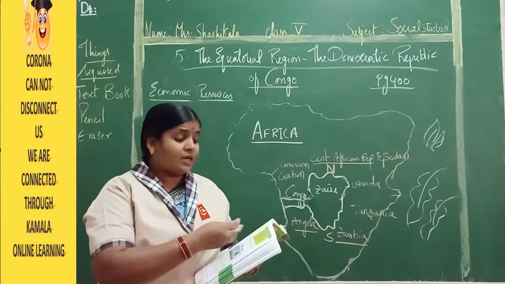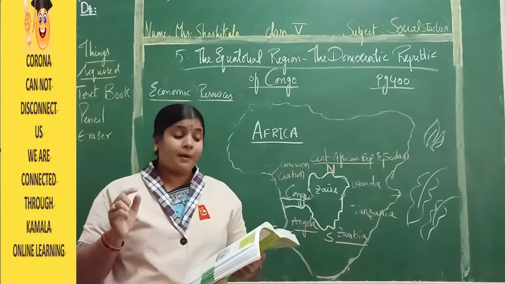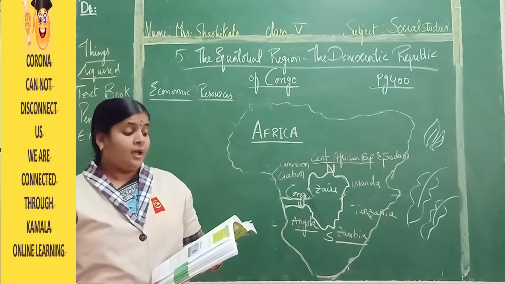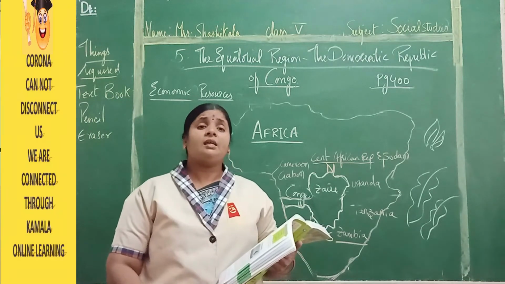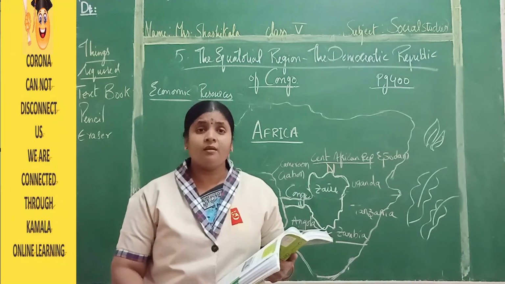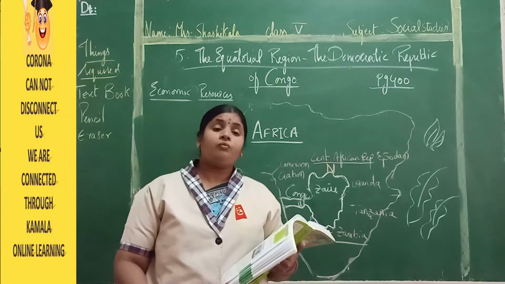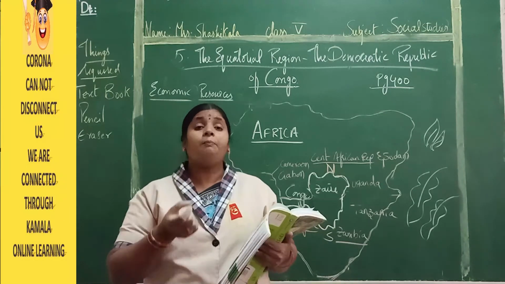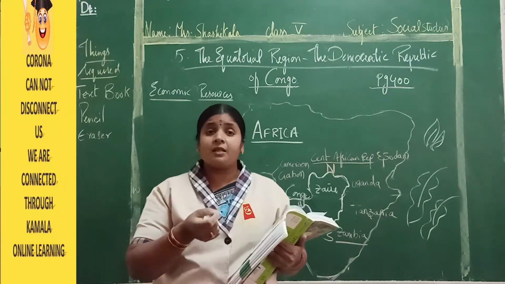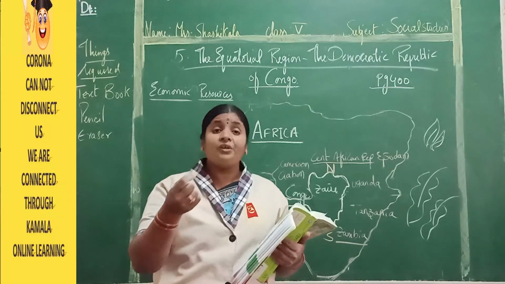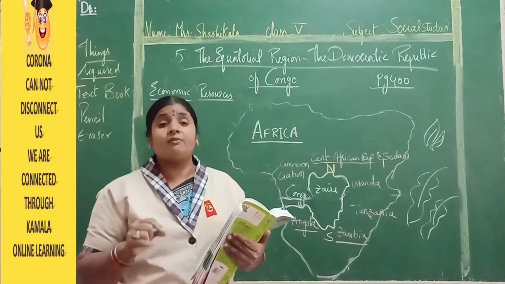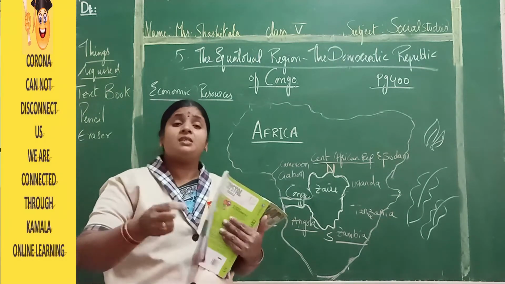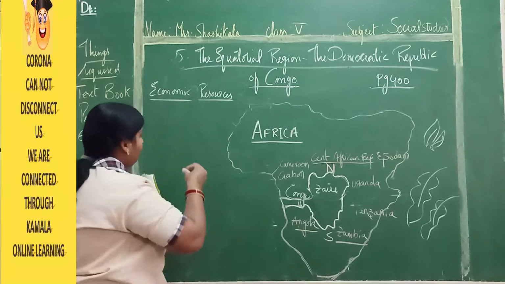And the main cash crops include coffee, palm oil, rubber, cotton, sugar, tea and cocoa. And not only this, cassava. Cassava is like sweet potato. In the same way, with the help of cassava, they will make the flour. Yes, and you will make the chapatis with jowar and wheat, no? In the same way, with the help of cassava also, they will make flour. What they will do first, they will peel the cassava. Cassava will be like this.